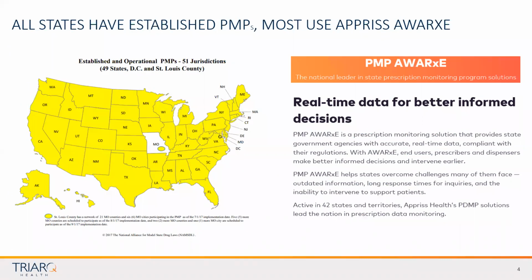Okay, so all states have established PMPs. Most use Appriss AWARxE, I think is kind of how they call it. And this is an important thing to understand. As we made the decision to move to a direct integration with Appriss, it kind of felt like, let's go straight to the horse's mouth. This is the technology in use at the state level. Let's connect to them directly instead of through a third party, which was what our original integration was through Dr. First.